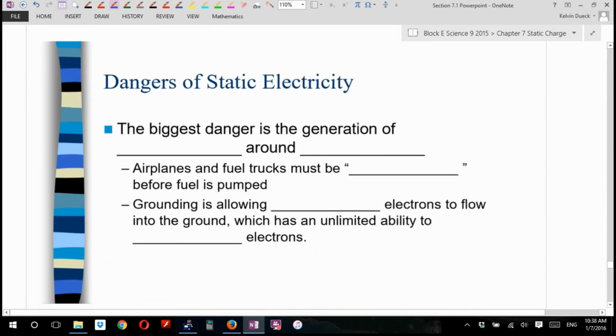What are some dangers of static electricity? Those of you that gave each other shocks on the Van de Graaff generator, you saw the danger. I'm looking for a word that begins with the letter S. Sparks. Because if you have sparks around fuel, that's bad. So the biggest danger is the generation of sparks around fuel.